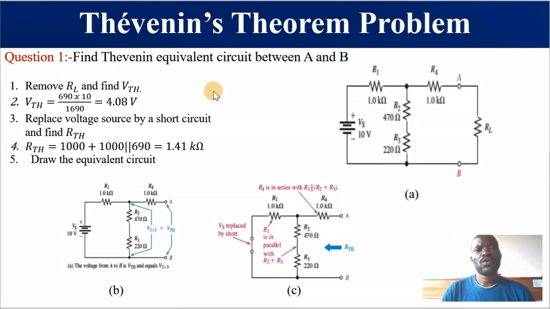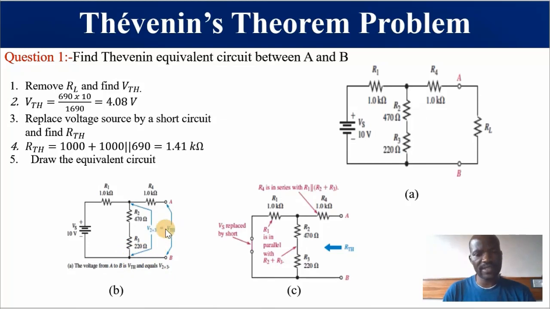We now want to solve complex circuits using Thevenin theorem, and we have got question 1, and it says find Thevenin equivalent circuit between A and B. This is our A and B, so this is the portion that we are going to remove, and this diagram shows test 1 and 2 covered. Remove RL and find Thevenin. So we have removed RL, we now want to find Thevenin.